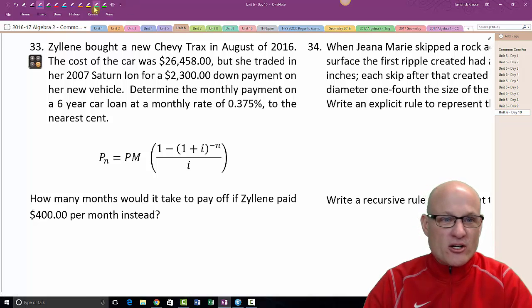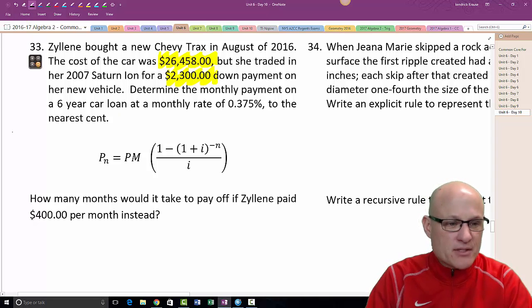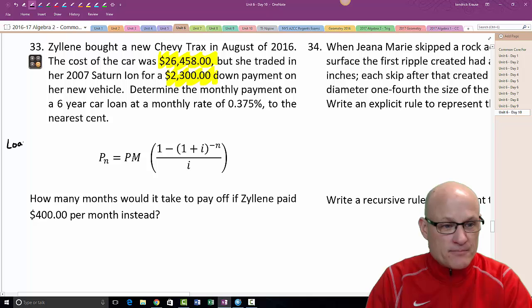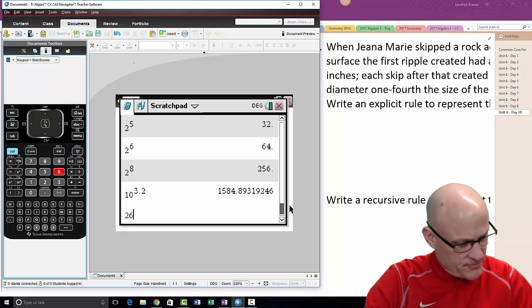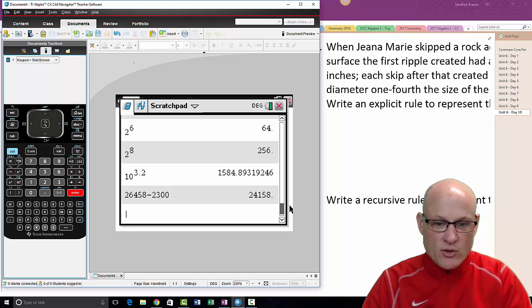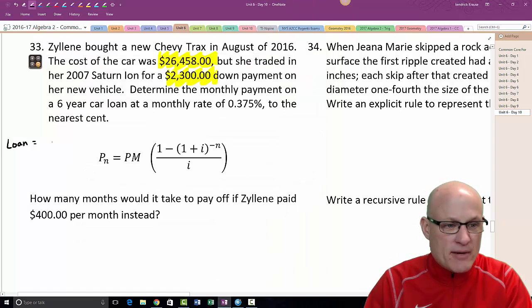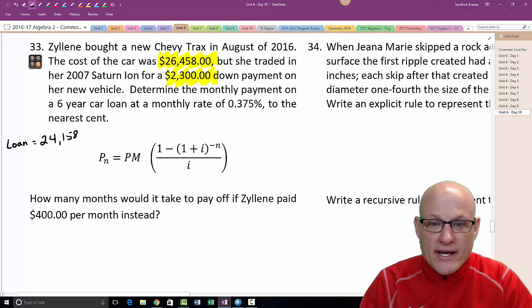So if this is what the car cost, and this was my down payment, that's not how much I have to take a loan out for. Let me figure out what my loan amount is going to be. I subtract them: 26,458 minus 2,300 is 24,158. So my loan amount is going to be 24,158.